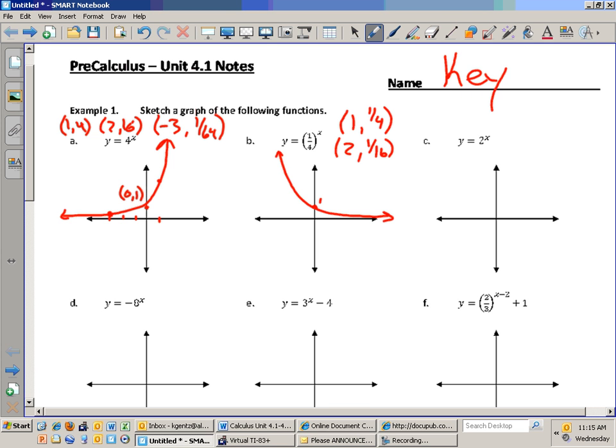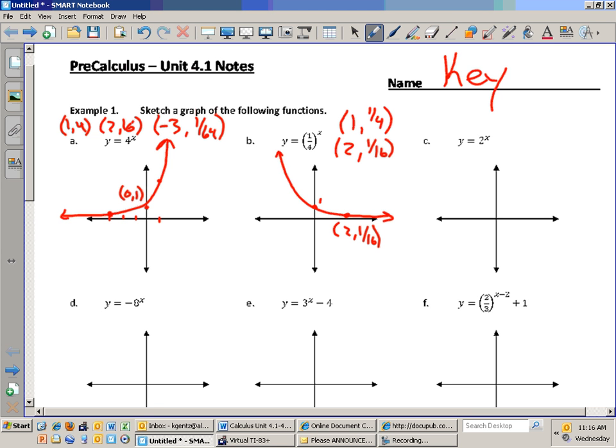So all I'm going to do is, this is just what I want you to do on your assignment, so you understand that you can plug in points. Just pick a spot and label it. It doesn't even have to be accurate. Just pick a spot and label it. 2 and 1/16. Okay? Great. It tells me you understand that you can plug it in and generate a value. Okay? C, y equals 2 to the x.